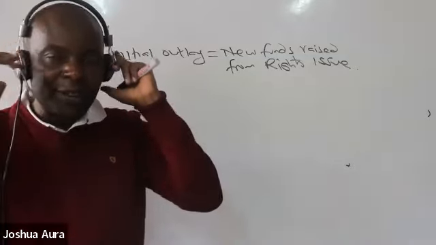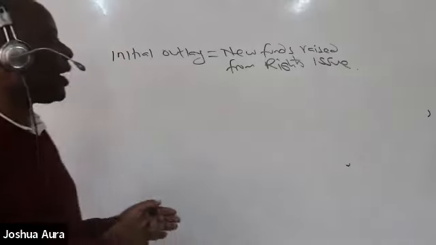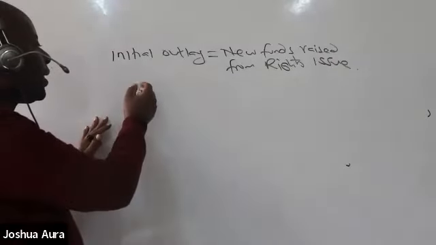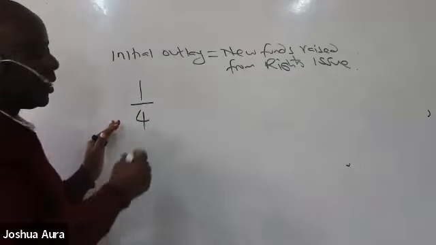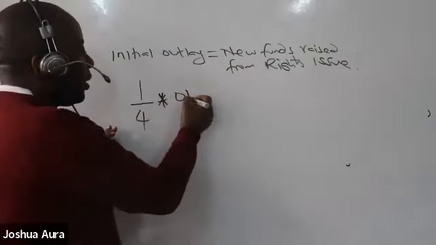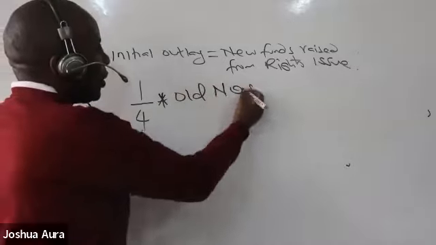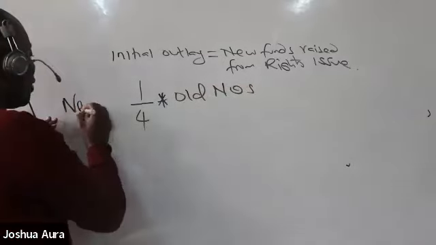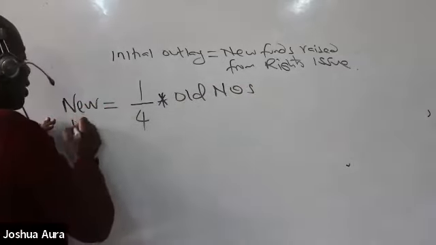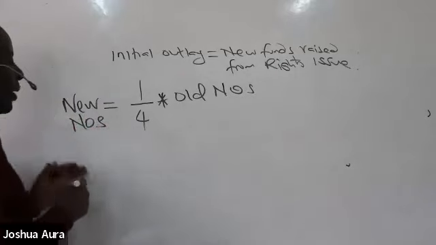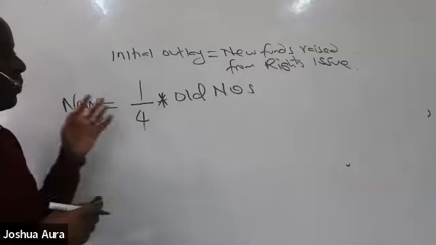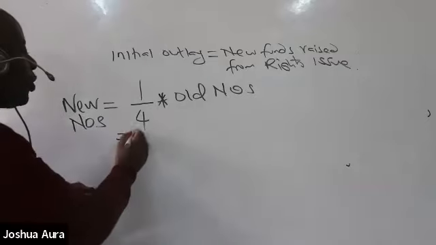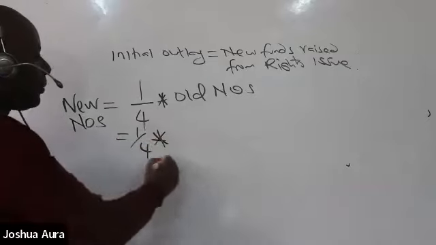Okay, ladies and gentlemen. In this case, we know that the rights issue is 1 out of 4 times the old number of shares. If we do it this way, we shall be able to get the new number of shares. The new number of shares will be 1/4 times the old number of shares.